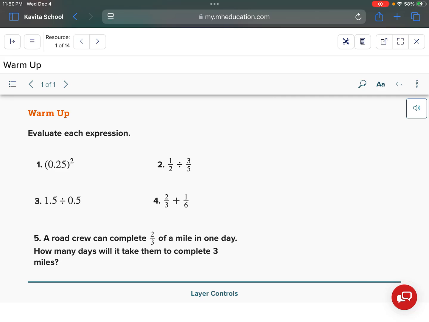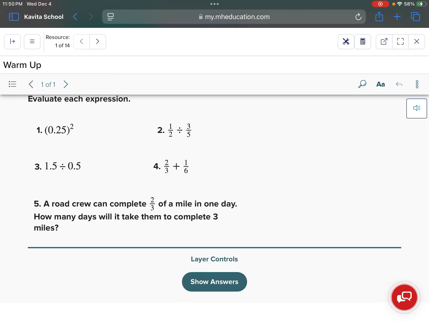Let's see a quick warm-up. Pause the video right here, and then I'll share the answers with you. Here are the answers. The answer to the last one, unfortunately here it overlaps with the question. The answer is 4.5 days.